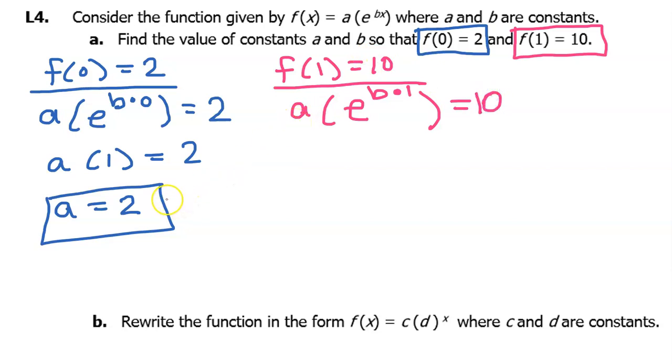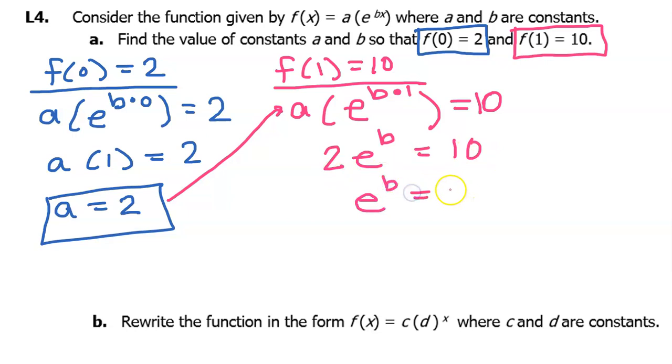But guess what? We already know what a is. So we can go ahead and substitute that in. So we have 2 times e to the b power. b times 1 is just b. So I suppose we don't need these parentheses anymore. So we have 2e to the b power is equal to 10. Dividing both sides by 2, we get e to the b power is equal to 5.